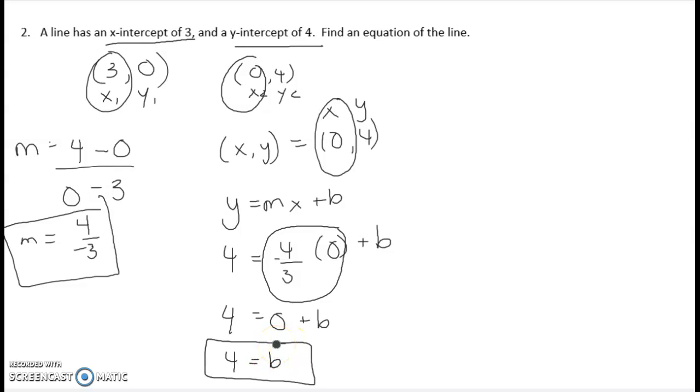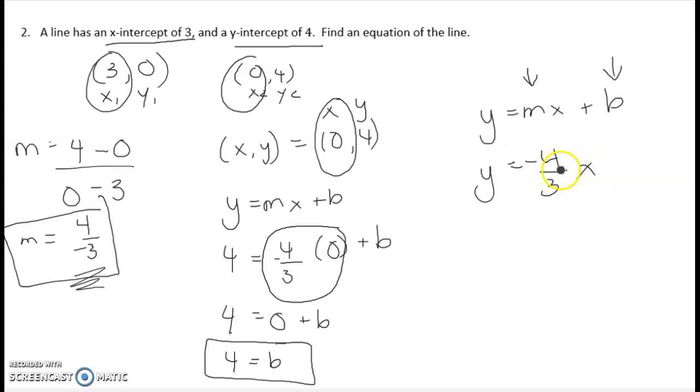Okay? So now our last and final step is put it into the slope y-intercept form. And we need to have our slope and our y-intercept. So our slope we already figured out to be negative 4/3x. Okay, it doesn't matter where you put the negative because it just means the whole thing is negative. And my y-intercept is +4. So there is your final answer. The end.